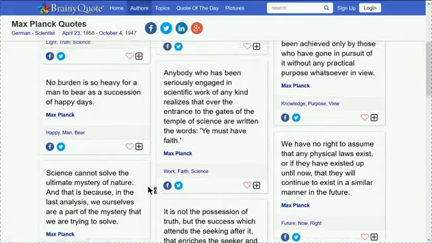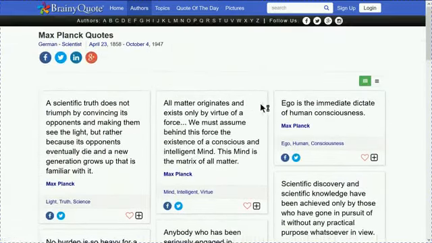And then he also said, let's see, all matter originates and exists only by virtue of a force. We must assume that behind this force, the existence of a conscious and intelligent mind. This mind is the matrix of all matter. And that happens to be the mind of God in my belief system. But let's move on.